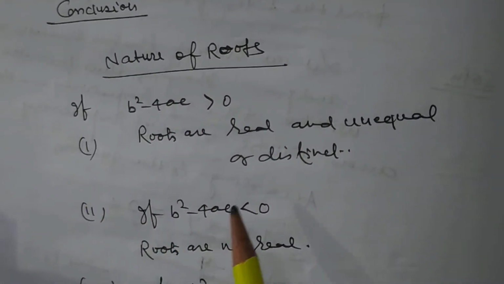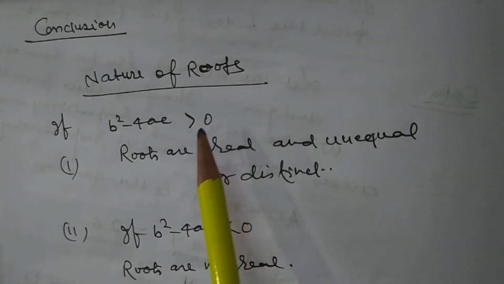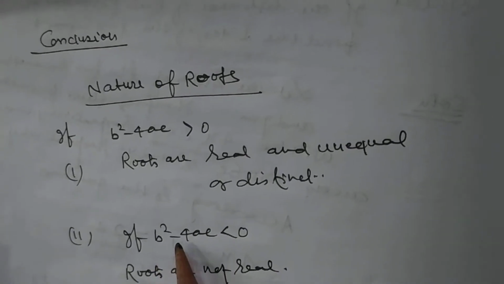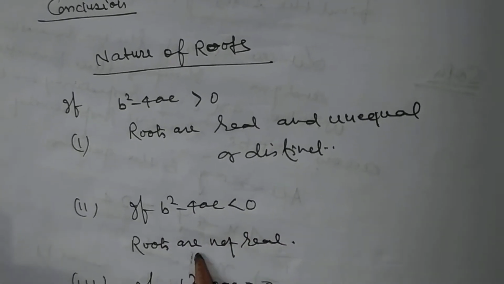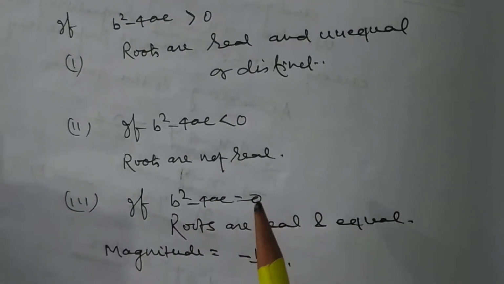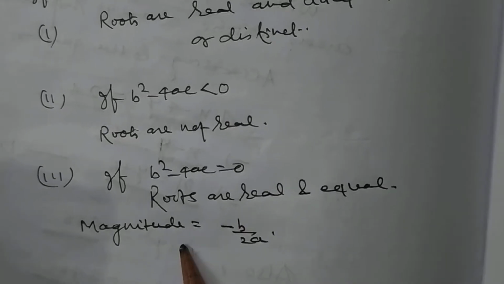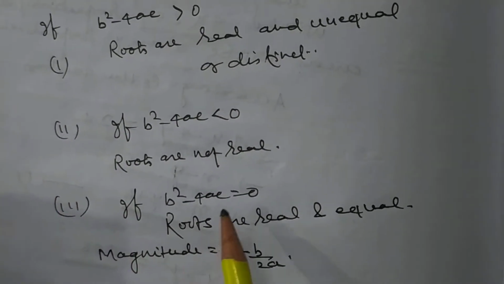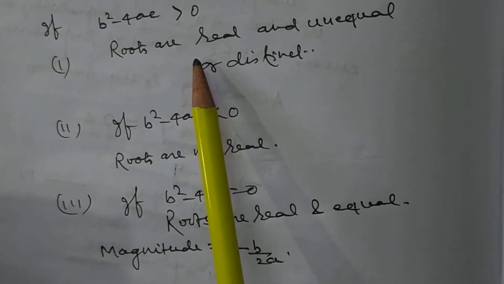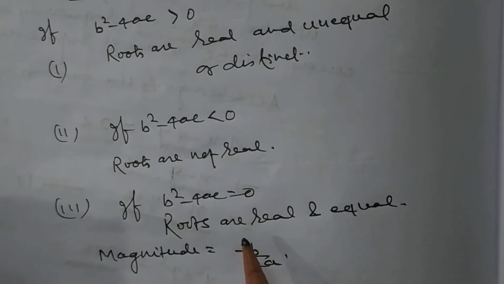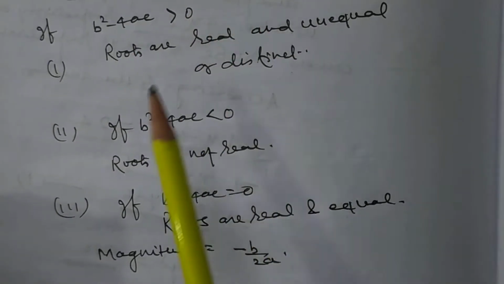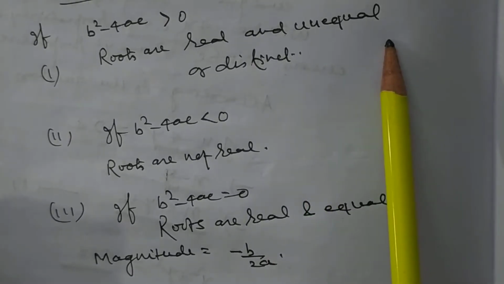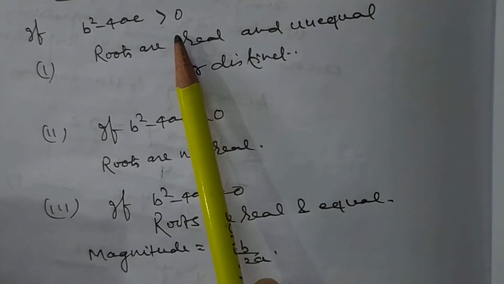So we want to conclude it. If b square minus 4ac is greater than 0, both roots are real and unequal or distinct. If b square minus 4ac is less than 0, roots are not real. If b square minus 4ac is equal to 0, roots are real and equal, and the magnitude will be minus b by 2a. My dear students, these conditions are very, very important for multiple types of questions. A question may be asked: if b square minus 4ac is greater than 0, then roots are real and equal, or roots are real and unequal. So you must remember this result.